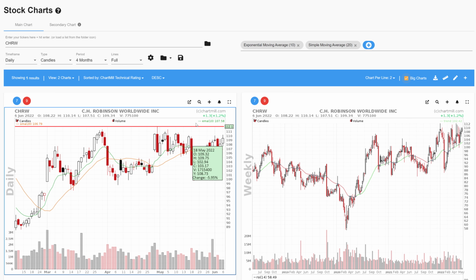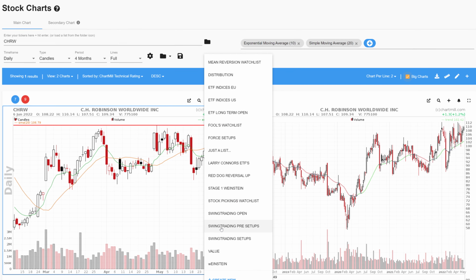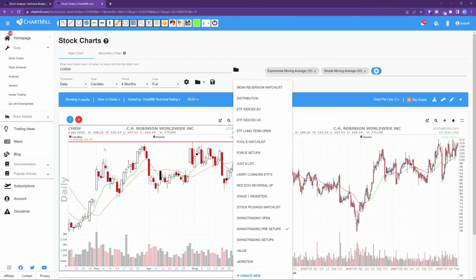To add this one to a specific watch list, just hit the plus sign. These are my predefined watch lists, and this one is going to my swing trading pre-setups. So there is a green check mark. Now this one is added to my swing trading pre-setups.